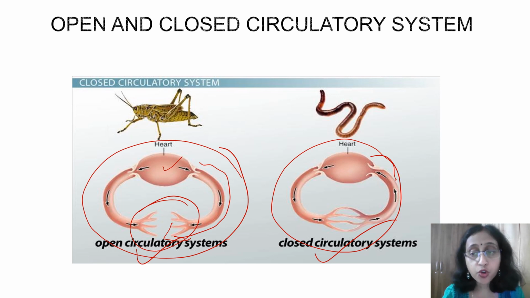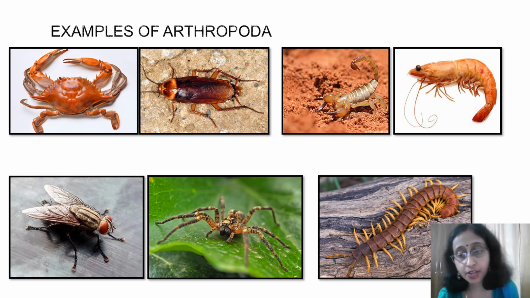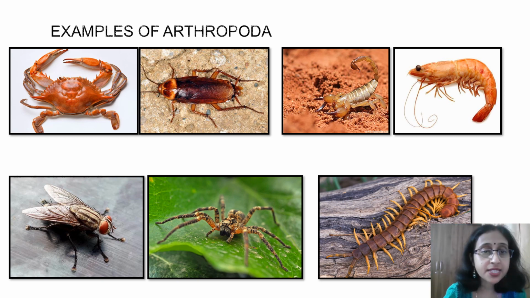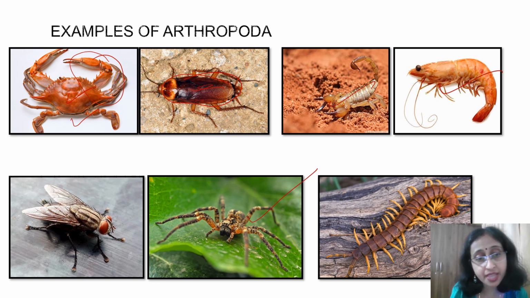Now let us move on to the next slide, where we have examples of this phylum, Arthropoda. The first one we can see is a crab. These are all common examples, and there is a huge number of animals under this category. They all have jointed appendages. What are the characteristics? We have said they have a hard exoskeleton made of chitin. A hard exoskeleton is present in cockroach, crab, scorpion, prawn, spider and housefly. All have jointed appendages.